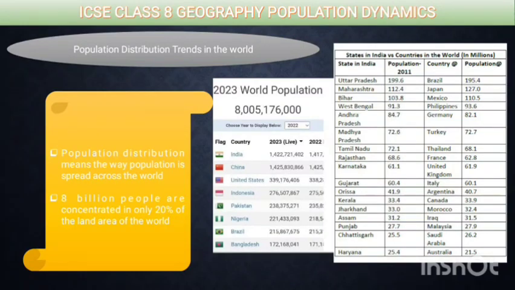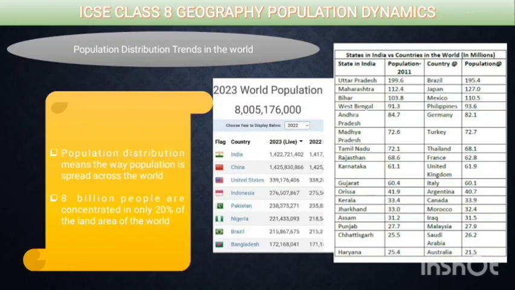The next topic is population distribution trend in the world. What is population distribution? It is basically the way population is spread across the world. 8 billion people are concentrated in only 20% of the area. If you see the following chart, India is the most populous country, then China, then the United States of America, Indonesia, Pakistan, Nigeria, Brazil, Bangladesh. These are the top populous countries in the world.